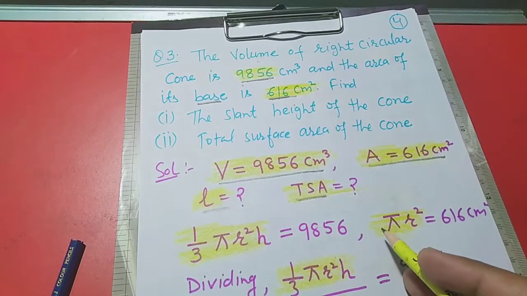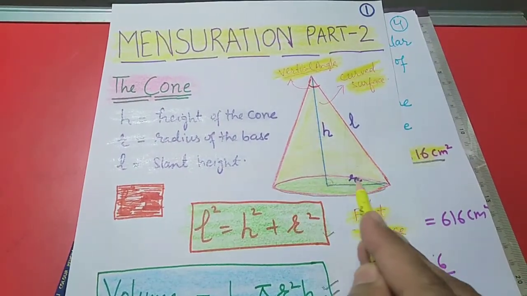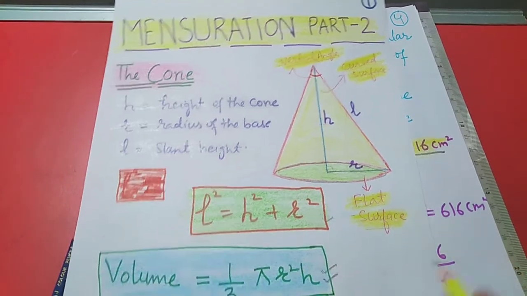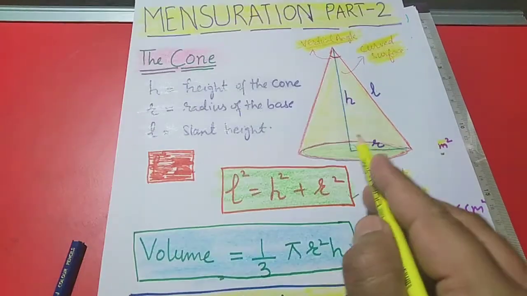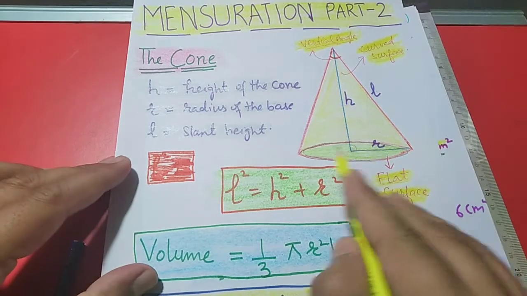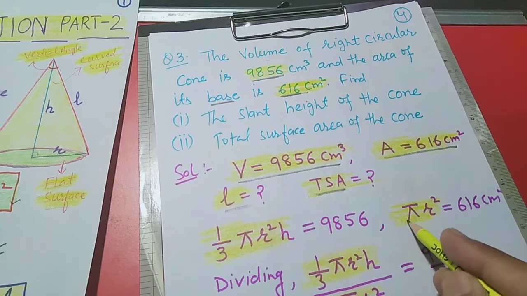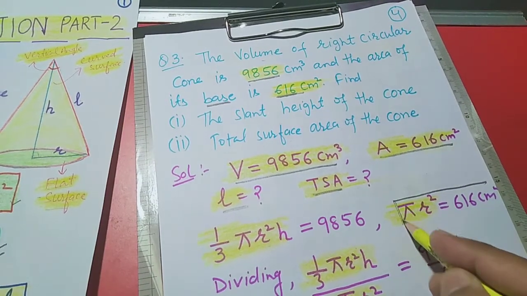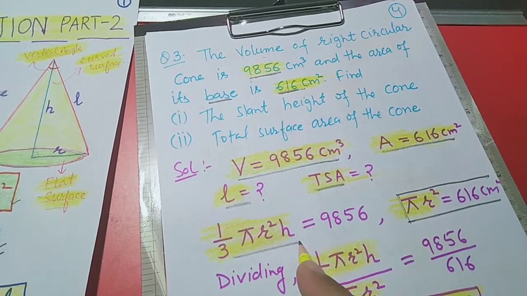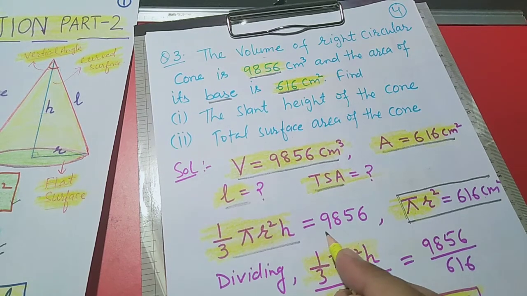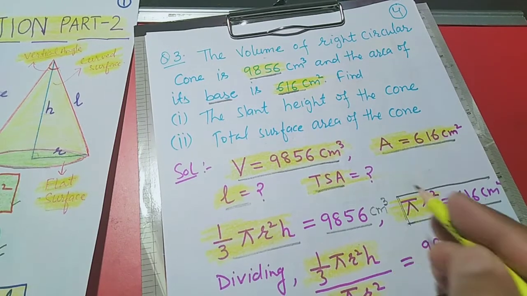Now I want to remind you one thing, that the base of the cone is a circle whose area is pi r square. You know, the area of the flat surface is pi r square. It means in this question the flat surface area, that is the base area, is given. So we have pi r square equal to 616. Now the volume is also given. So 1 by 3 pi r square h is equal to 9856 centimeter cube.